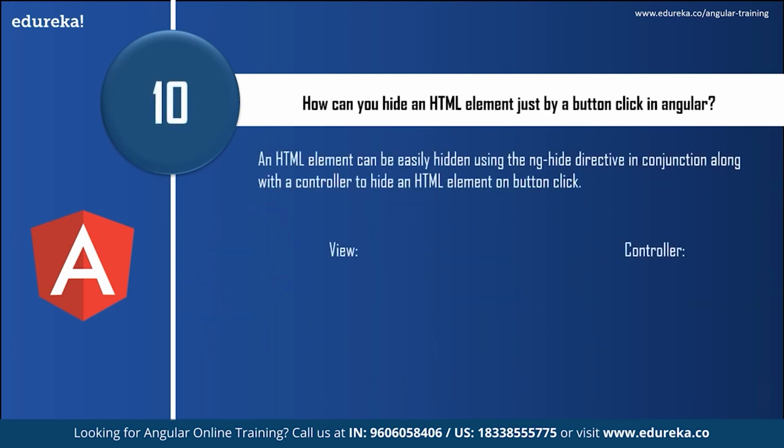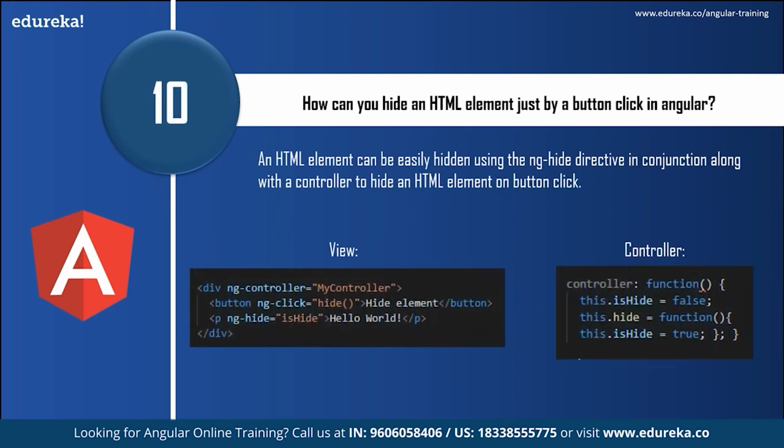How can you hide an HTML element with a button click in Angular? An HTML element can be easily hidden using the ng-hide directive in conjunction with the controller to hide an HTML element on button click. It's done as view and controller. View goes into the HTML file of your component, while controller goes into the TypeScript file of your component.